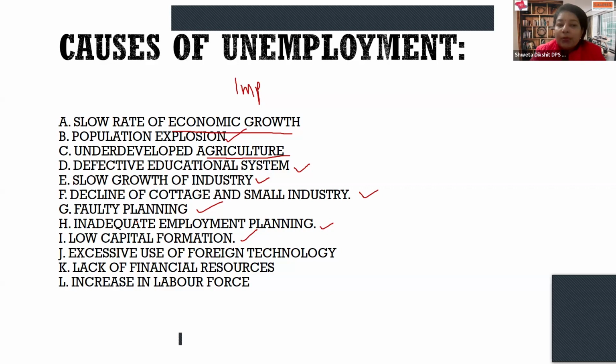Slowly and gradually, our population is increasing, as you can see in point B, population explosion. This is making an imbalance between labor supply and labor demand. I hope this answer is clear to you, and even if you take 6 points out of all these so many points, your answer will be justifying the question.